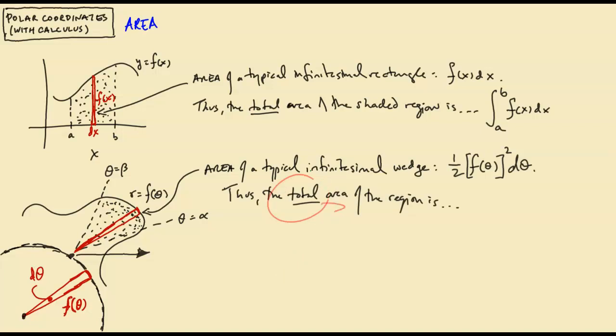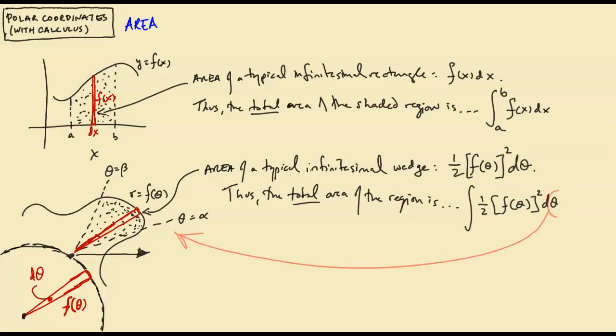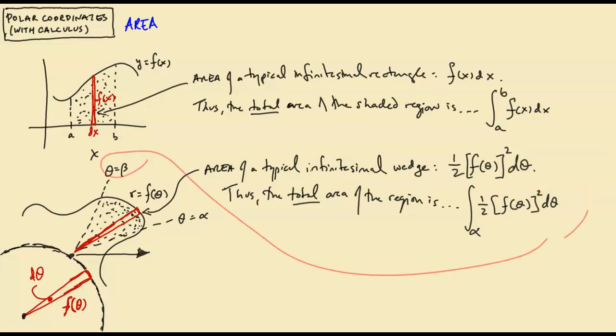Thus, the total area of the region is the sum of all those infinitesimal wedge areas. So we take a typical one and add them all up, starting when theta, the independent variable, is alpha, and stopping when theta is beta. And at this point, we've just reduced the problem to a typical integral calculus problem. Find the antiderivative of all this stuff, use the fundamental theorem, and we're done.